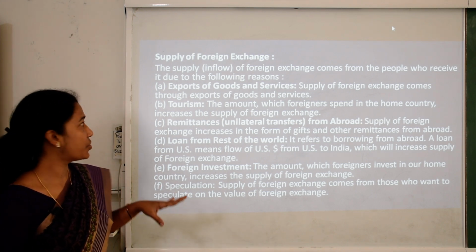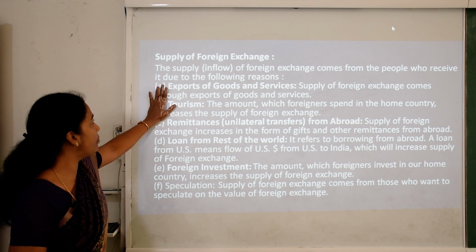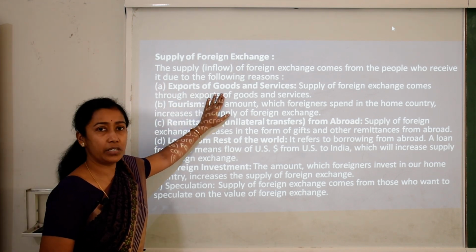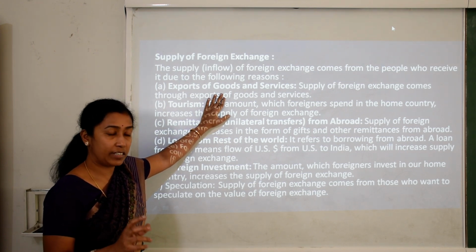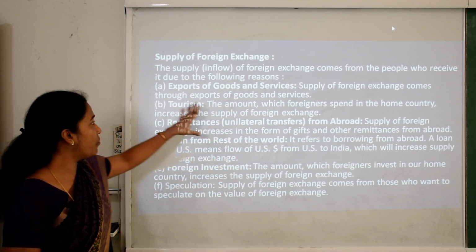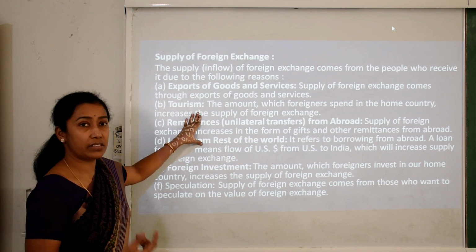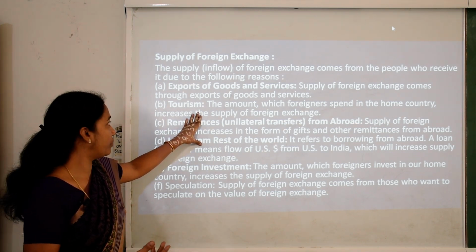Supply of foreign exchange now. The supply or inflow of foreign exchange comes from the people who receive it due to the following reasons. First, exports of goods and services. That means the supply of foreign exchange comes through exporting goods and services. Then there is tourism.